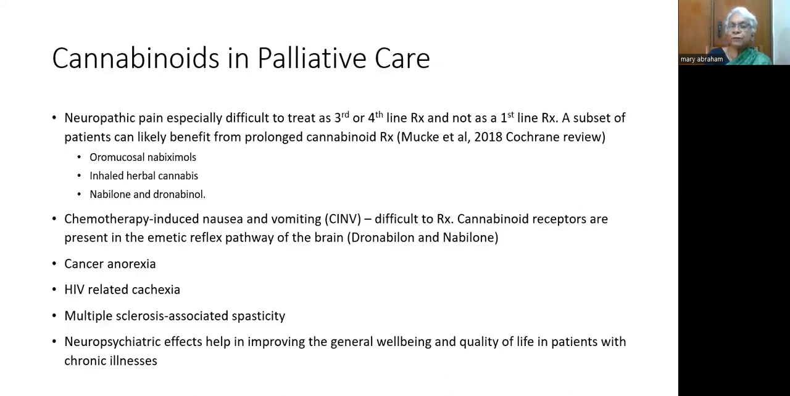So what are the uses of cannabinoids in palliative care? It is good in neuropathic pain as a step 3 or step 4 line of treatment, not as a first line treatment. And a subset of patients can benefit from prolonged cannabinoid. It can be given as an oral oromucosal nabiximols, inhaled herbal cannabis, or nabilone and dronabinol.